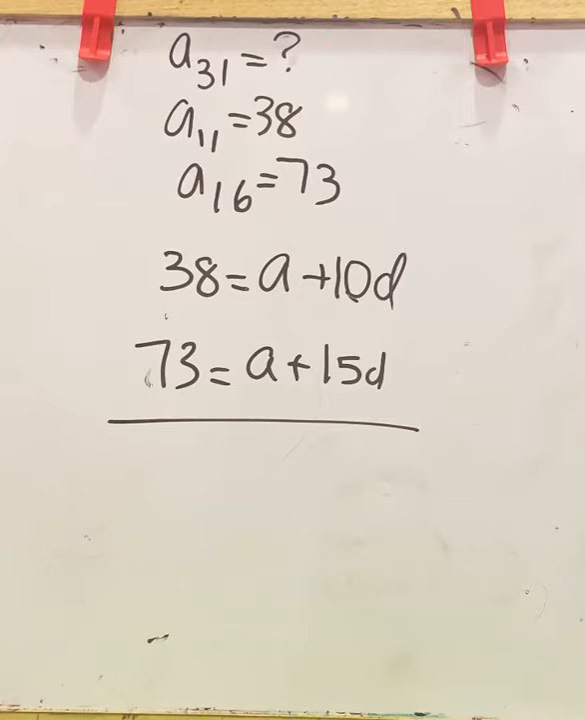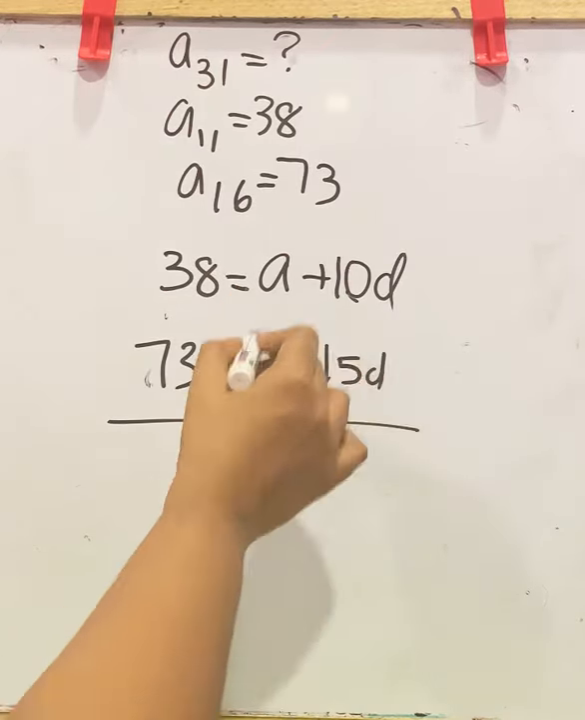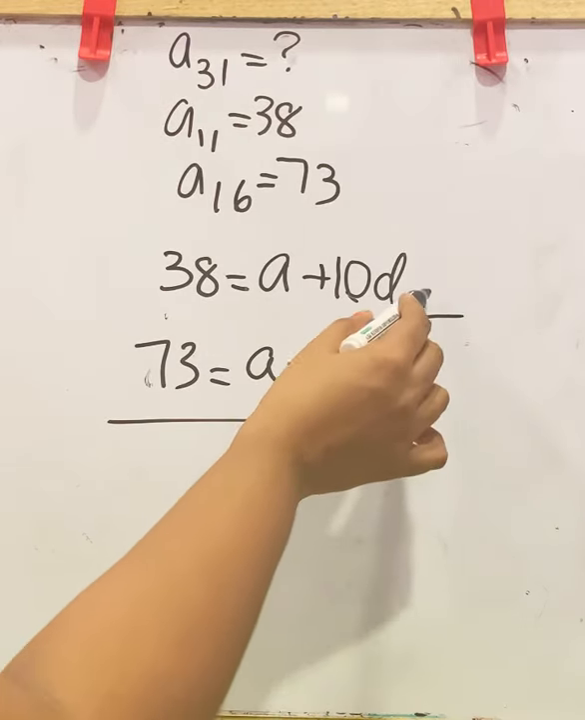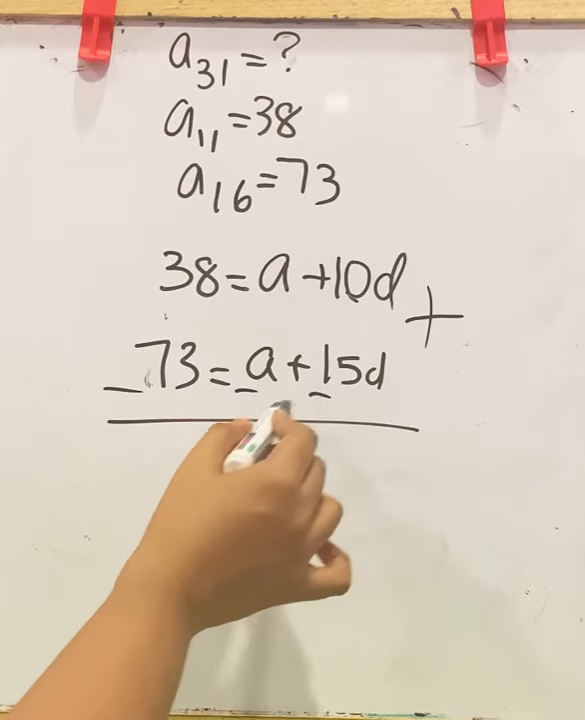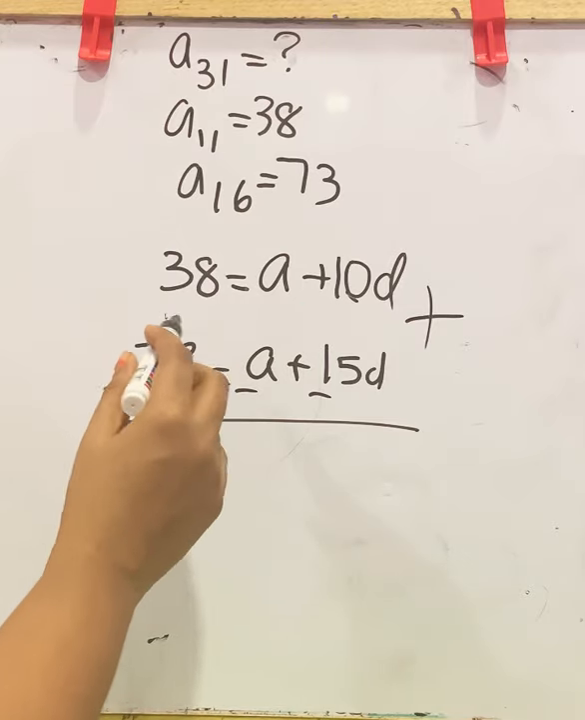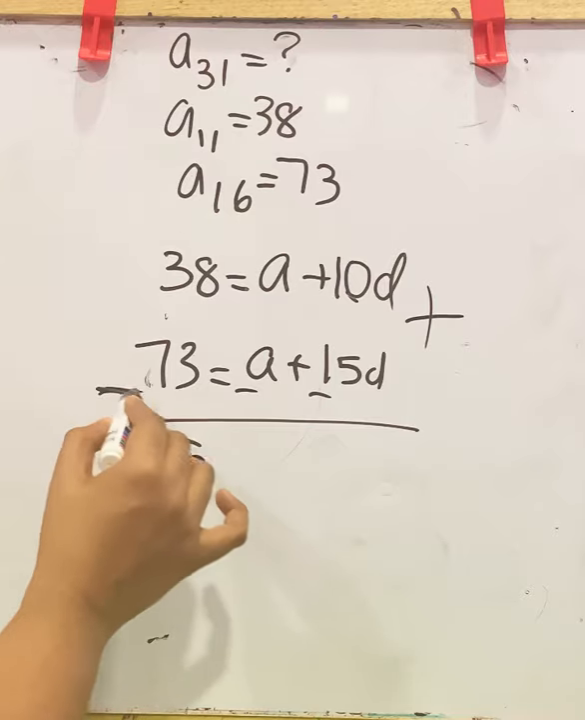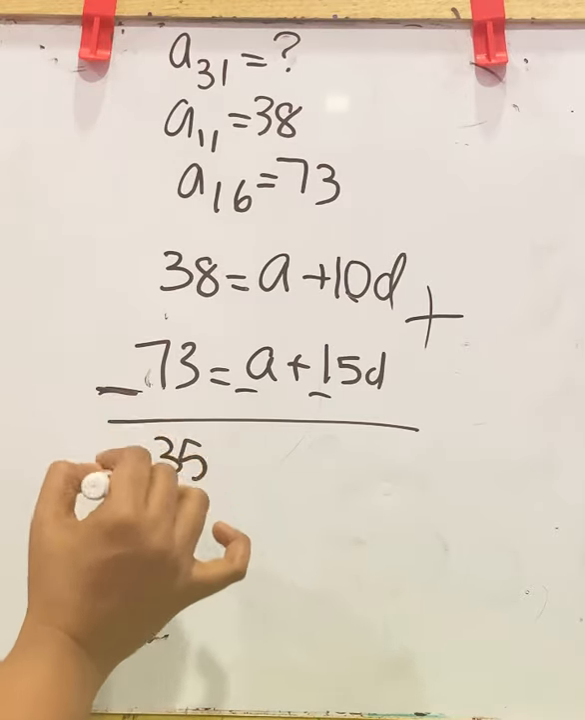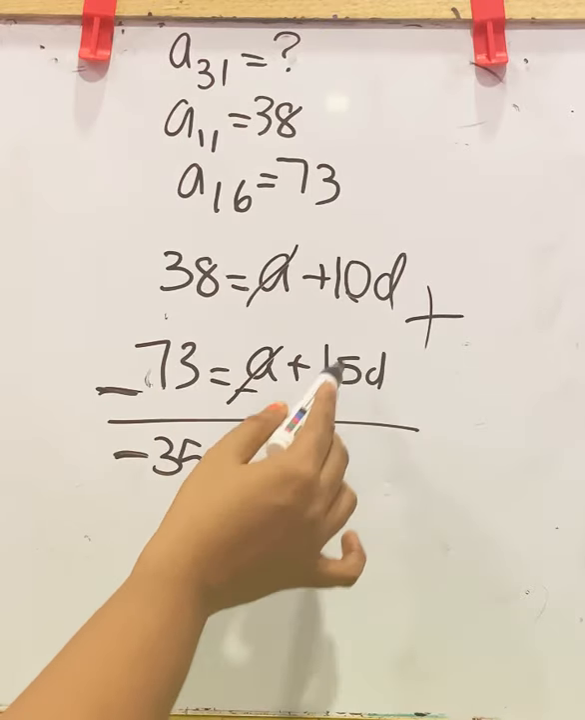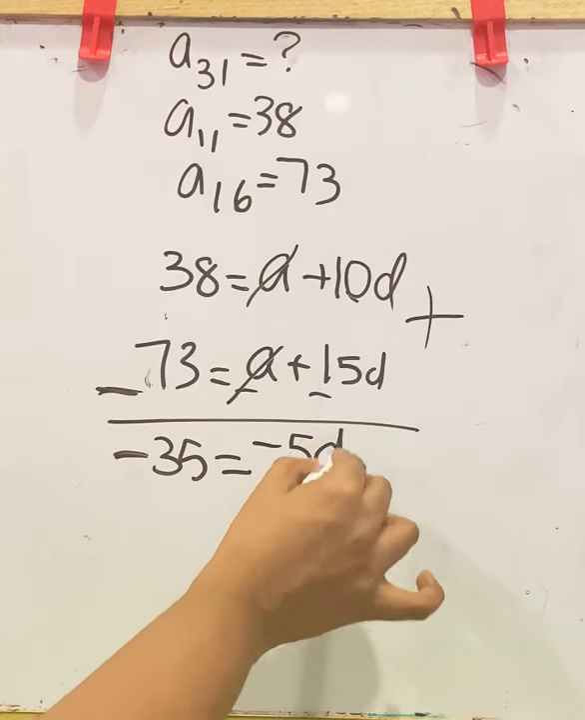From this we have to eliminate A so that we will get the value for D. So same signs with same coefficient, so we will subtract. Whenever you see subtraction, make it addition and change all the signs of the next equation. 38 plus minus 73, that is minus 35. The negative sign is there, the bigger number's sign. Equal to plus A and negative A get cancelled. Here 10 plus minus 15, minus 5D.